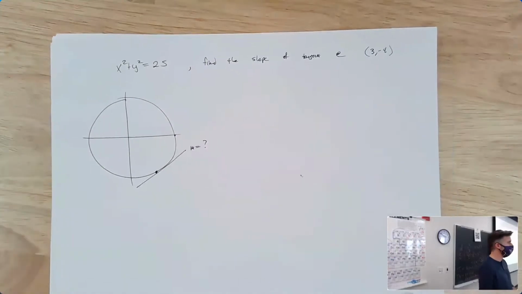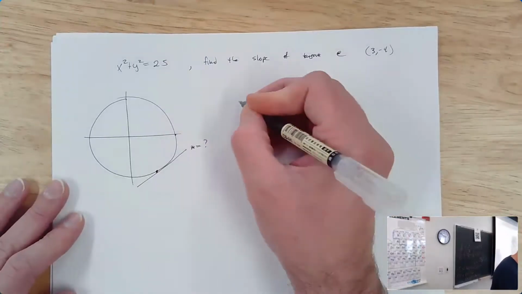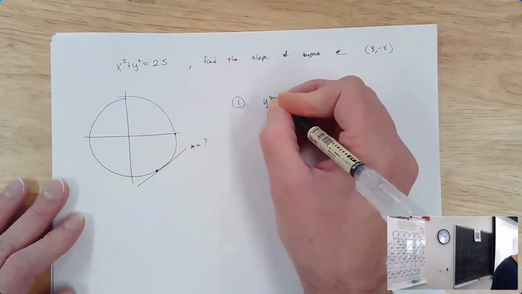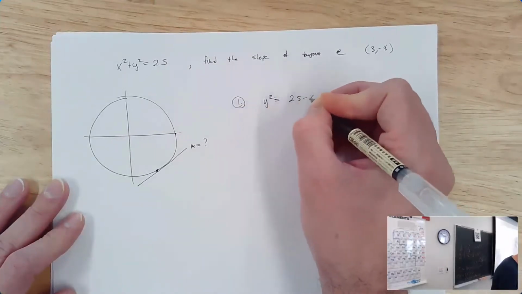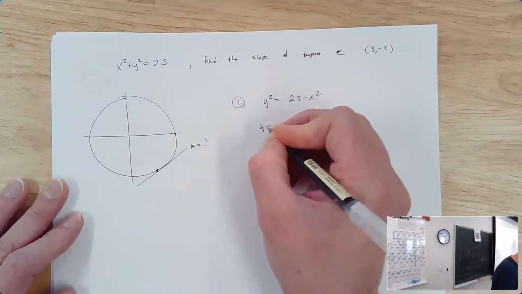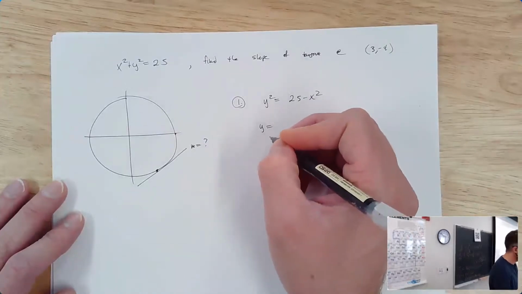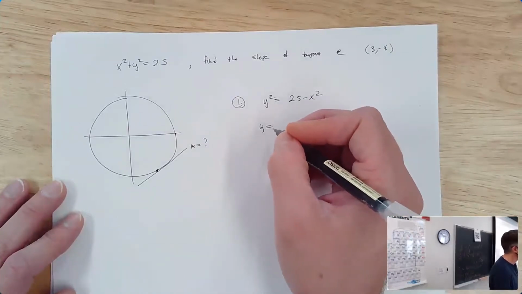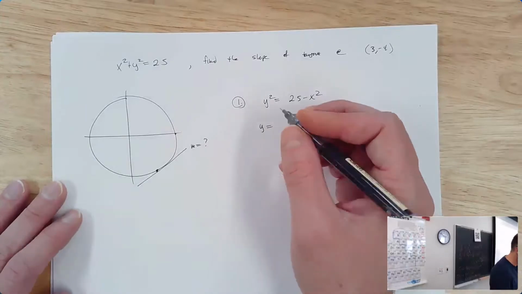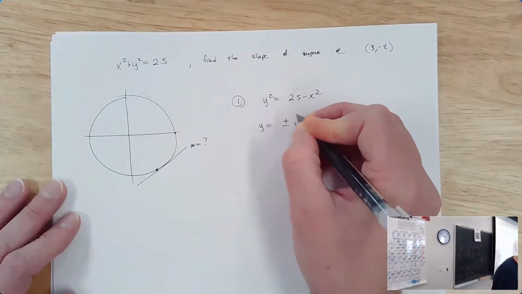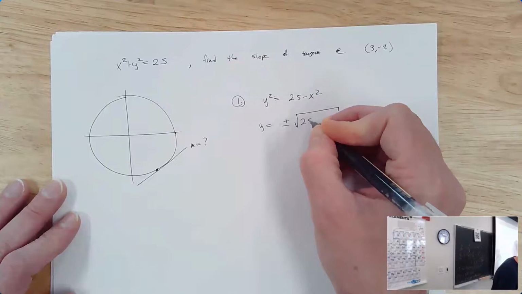And first, we're going to do it by finding the slope explicitly, meaning we're going to solve for y, because occasionally that's an option. It's not usually an option. So let's solve for y. y squared equals 25 minus x squared. y equals, if I take the square root of both sides, I need a plus or minus. And that's where we kind of have an issue, actually. You get plus or minus the square root of 25 minus x squared.